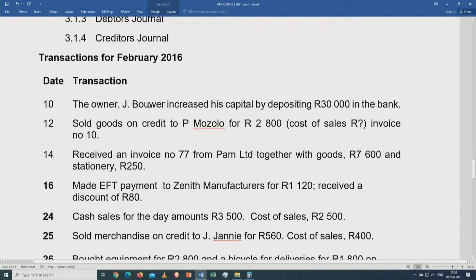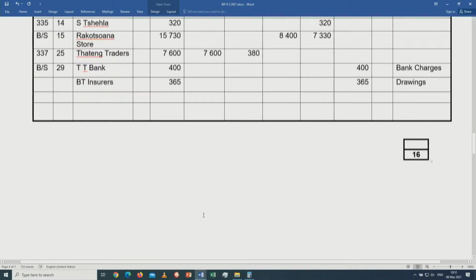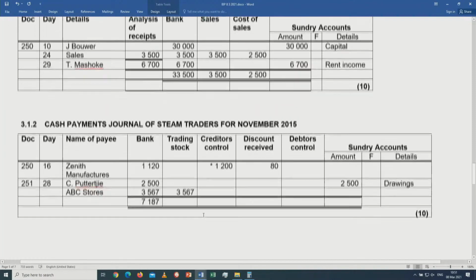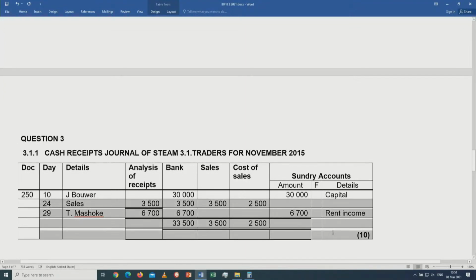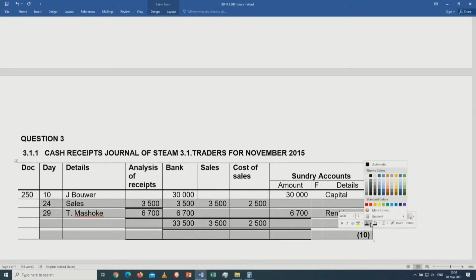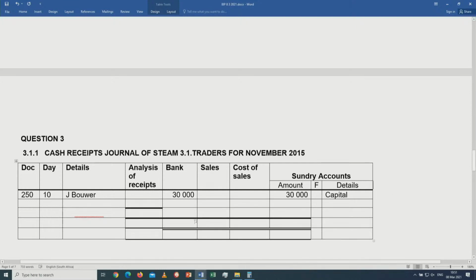On the 10th, the owner J. Bower increased his capital by depositing 30,000. So meaning when the owner deposits that money, we receive it, it must go to our cash receipts. Therefore, let's go to our cash receipts. Where is our question 3? Here is our question 3. We're having cash receipts. Here is Bower. When you check Bower here, Bower has deposited an amount of 30,000 into the bank, and then it goes to Sundry as 30,000 and as a capital.